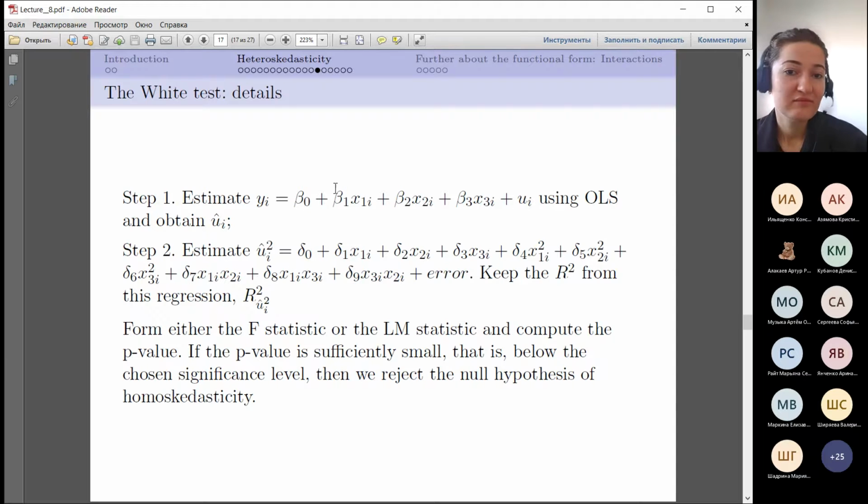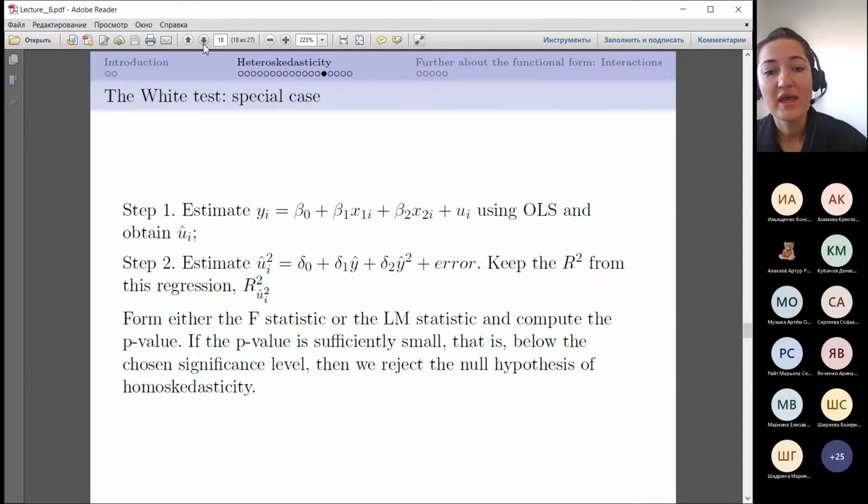Let's say that you have not 3, but 9 independent variables, and your sample is not very large. Let's say you have only 100 observations. In this case, you decrease the degrees of freedom, and it's not very good, of course, for the precision of your estimators. Because of this, you can run the special case White test.